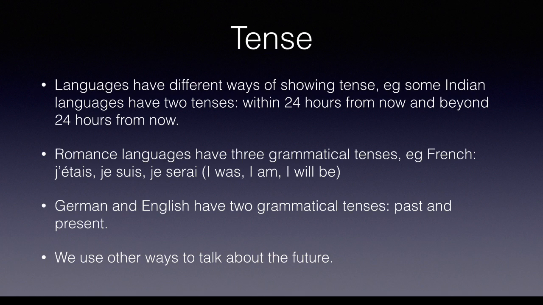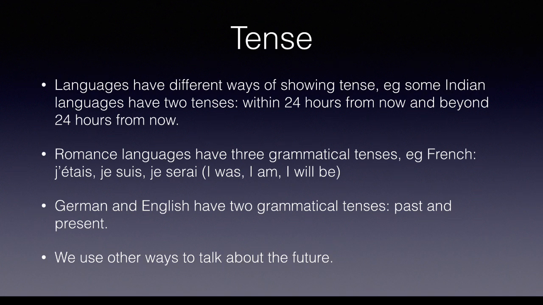For example, some Indian languages have 2 tenses. One of the tenses is for events within 24 hours from now, so that's both past and future, just within 24 hours. And the other tense is for events which have happened or will happen beyond that 24-hour limit, in the past or the future. That's a very different way of thinking about time.